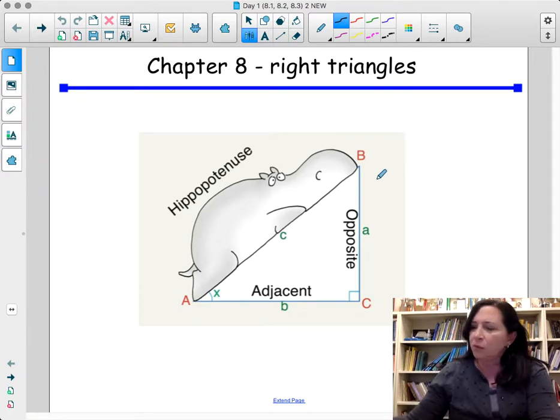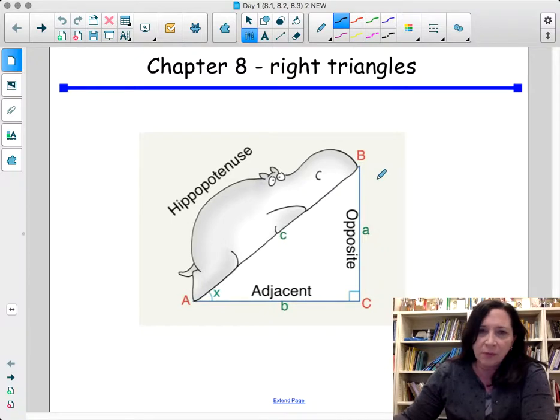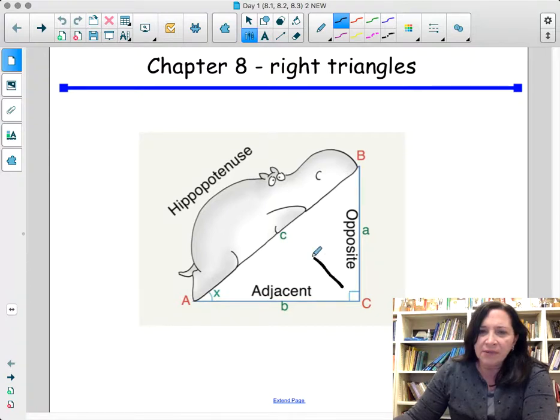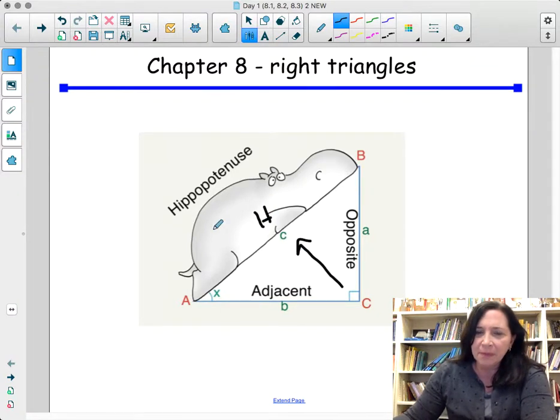So let's get started with a short review of what a right triangle is. It's a triangle that has a right angle in it. A couple of things I do want you to remember: the side opposite the right angle is always going to be the hypotenuse, okay?